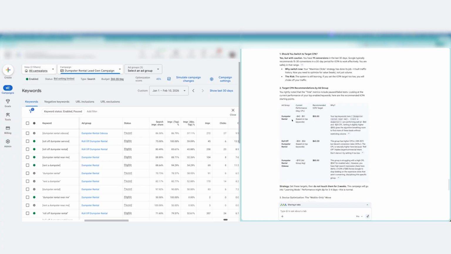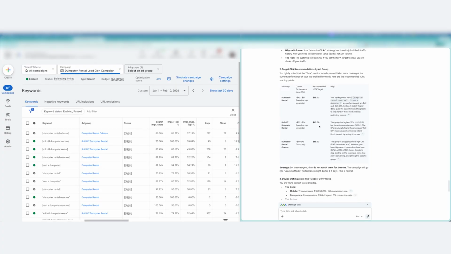For the dumpster group, make the target CPA $55. Why? Because these keywords here, dumpster rental near me, rent a dumpster, are performing well at $42 and $25 CPL. Slightly higher, $55, gives the algorithm breathing room to find more of these leads without restricting volume. Perfect. Thank you. Next is roll-off, $60. Fewer clicks, but decent conversion rates. CPL is naturally higher here because roll-off dumpster implies larger commercial intent. I agree with that. I'm okay with that.